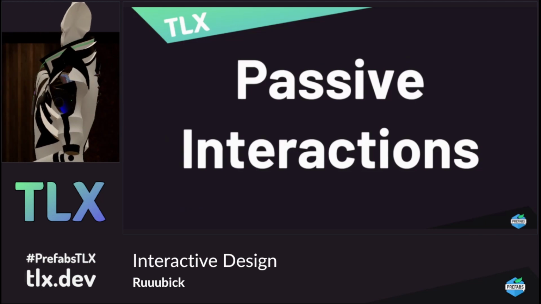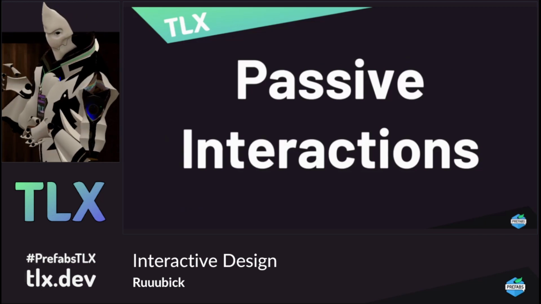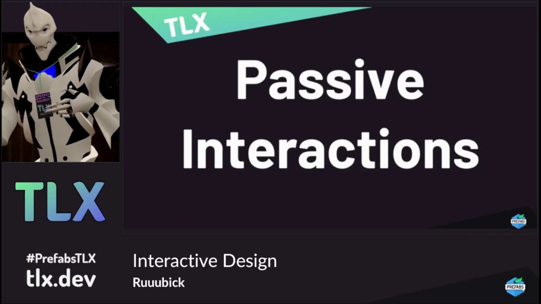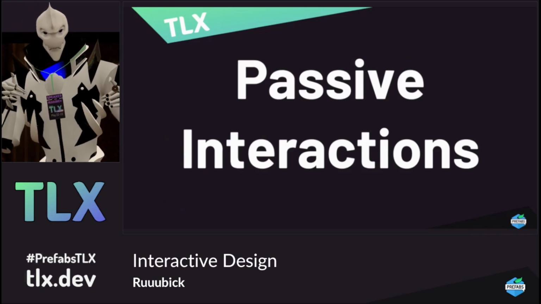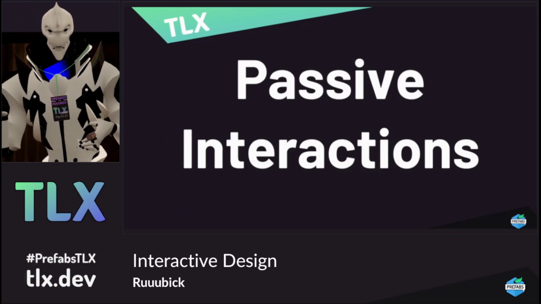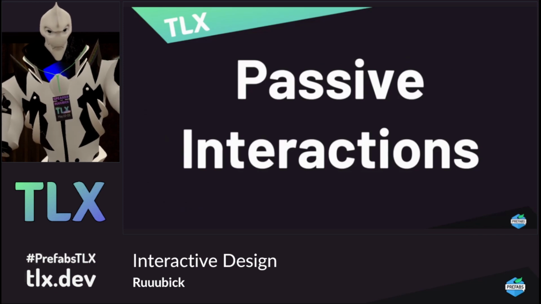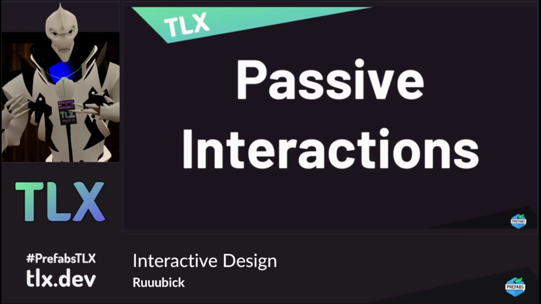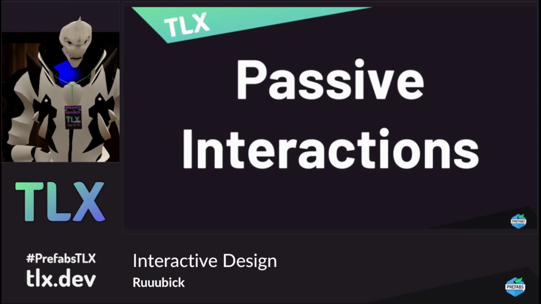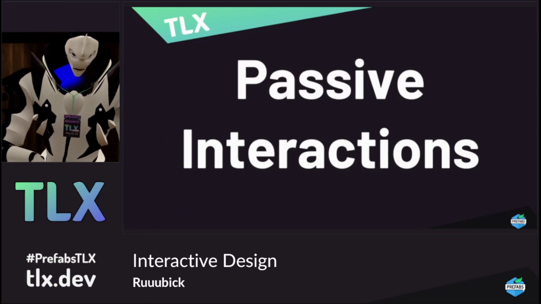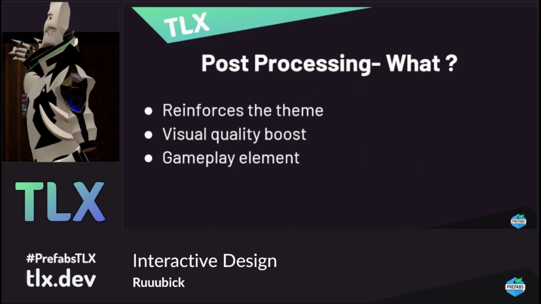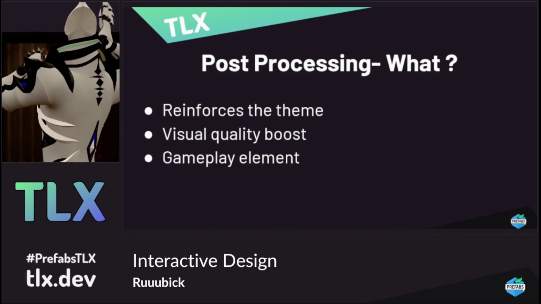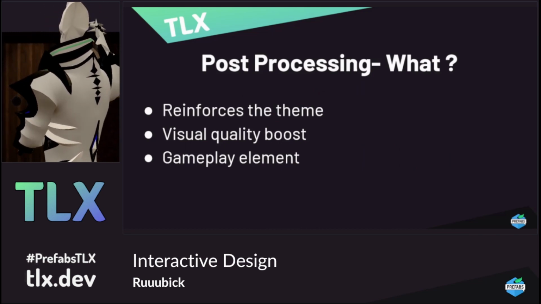The next big topic is passive interactions. This is the opposite of the first main topic. Passive interactions is anything that the player was not meant to be doing, if the player wasn't expecting, things that will play in the world regardless of the player's interaction and experience. The first piece of passive interaction is post-processing.